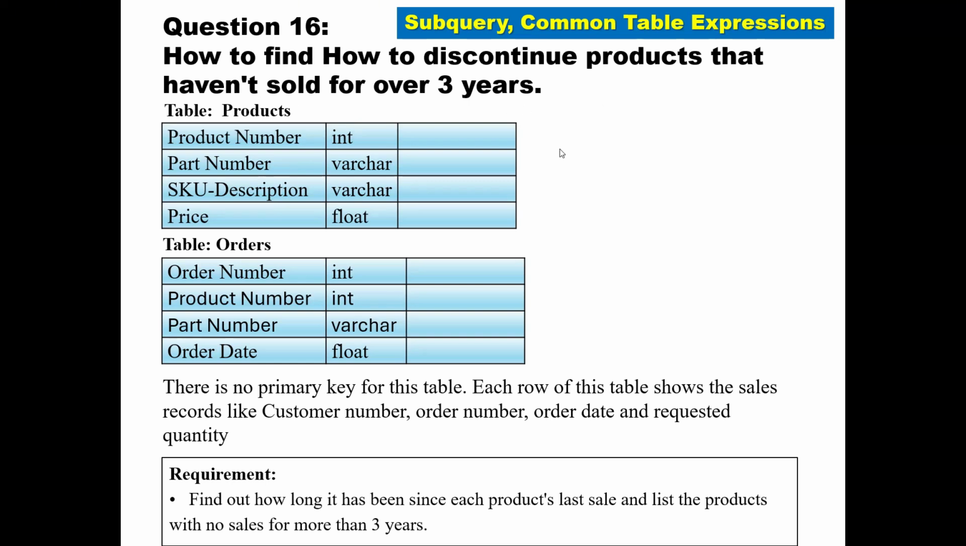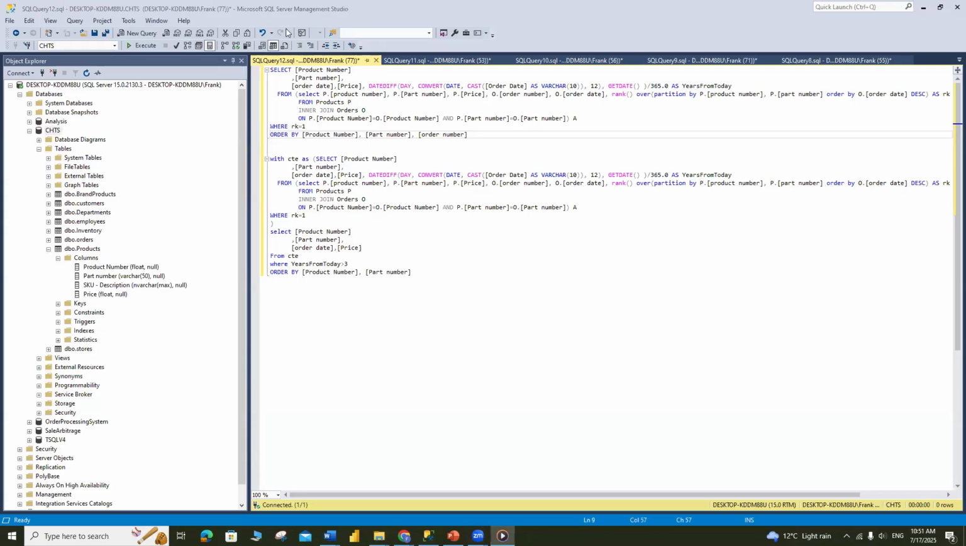We'll use the same products and orders tables we worked with in question 15, where we retrieved the most recent order date for each product. Now, we want to take it further by finding out how long it has been since each product's last sale and list the products with no sales for more than 3 years. Let's see the query in SQL Server Management Studio.